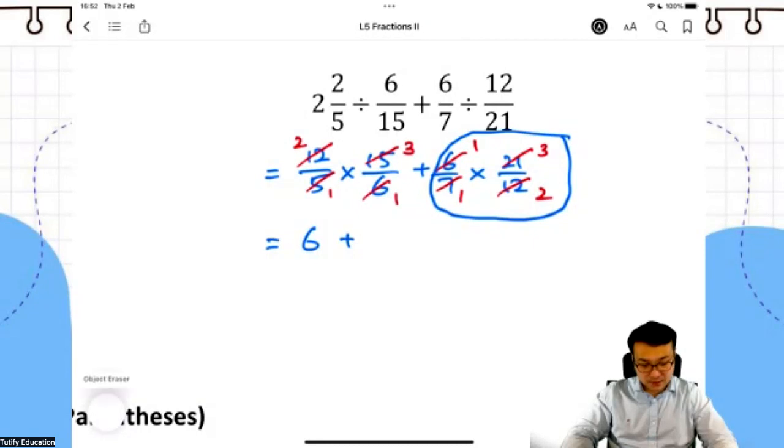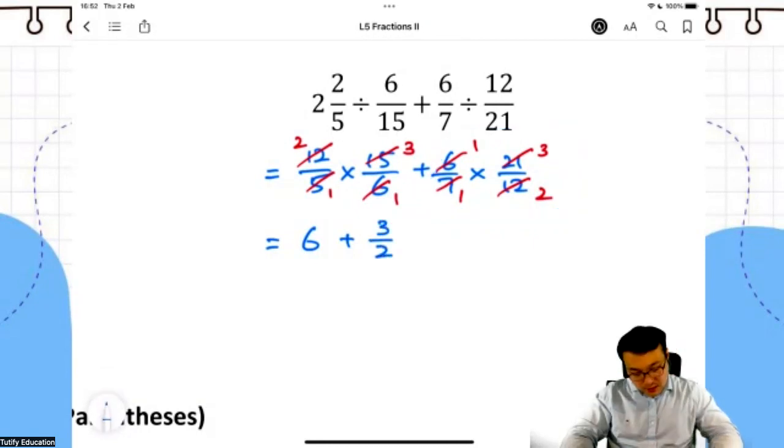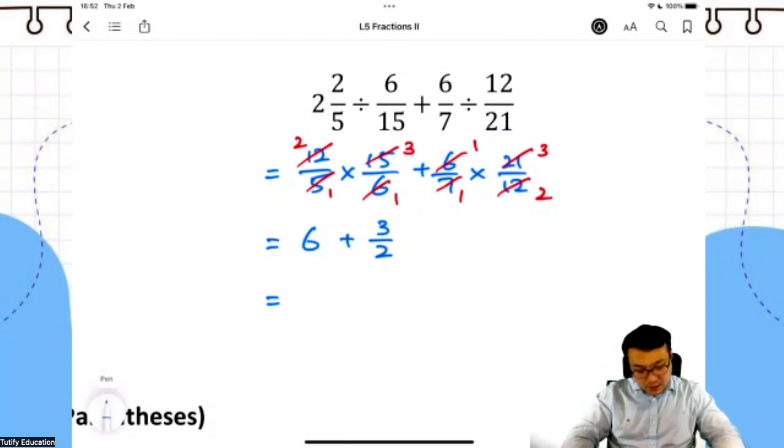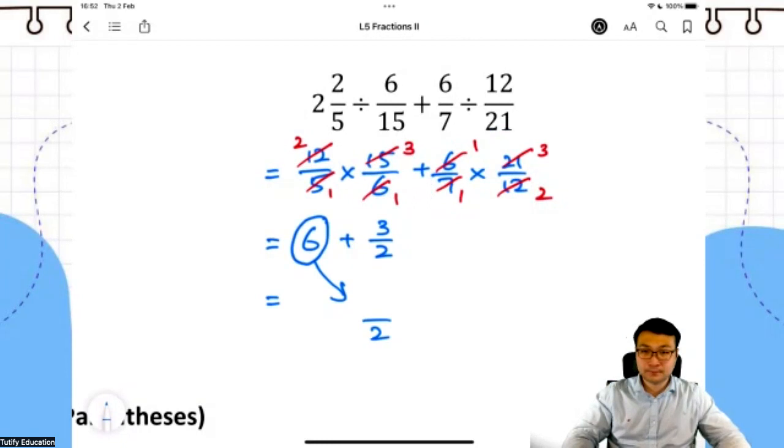3 over 2. Okay. Now, if I want to add these together, I must make sure that they have the same denominator. How am I going to write the number 6 with the denominator 2? You write 6 over 1 and times it by 2, so it becomes 12 over 2. Yes, you are correct. Okay. 6 is actually 12 over 2.